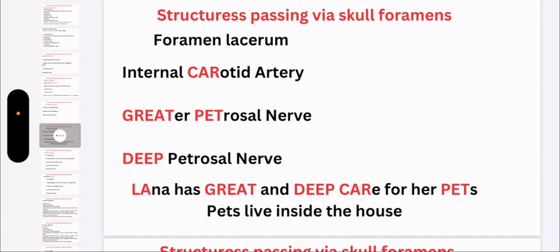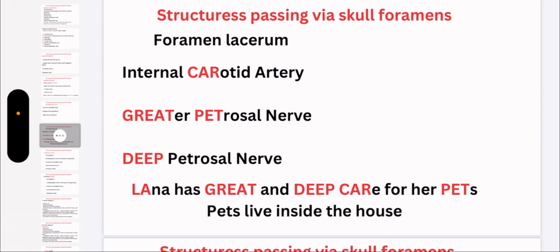How can you remember petrosal? By remembering her pets. Lana has great and deep care for her pets. Pets will remind you of petrosal nerve. Care will remind you of carotid artery. But you may ask, how can I differentiate between the internal carotid artery and the external carotid artery? The answer is simple: because we're speaking about cranial structures, there's no chance of speaking about the external carotid. It has to be the internal carotid.